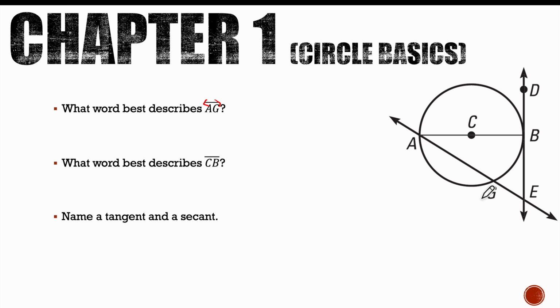One important thing to note is that if you draw a radius from the center to the point of tangency, it always makes 90 degrees with the tangent. At the point of tangency, this radius and this tangent will form a right angle, a 90 degree angle.